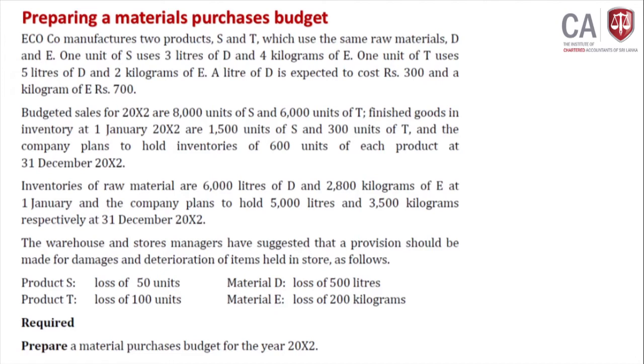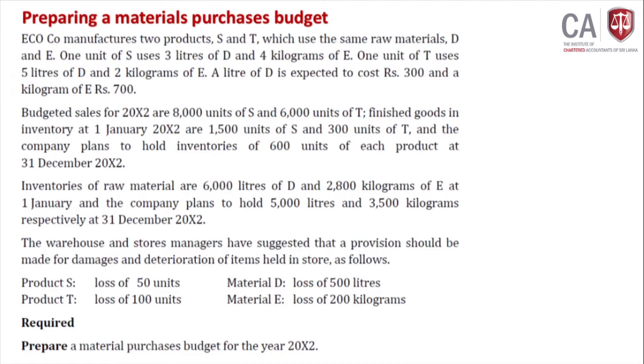Eco company manufactures 2 products, product S and T, which use the same raw materials D and E. I recommend you take down this data, otherwise you will struggle later. To manufacture products S and T, you require raw material D and raw material E.